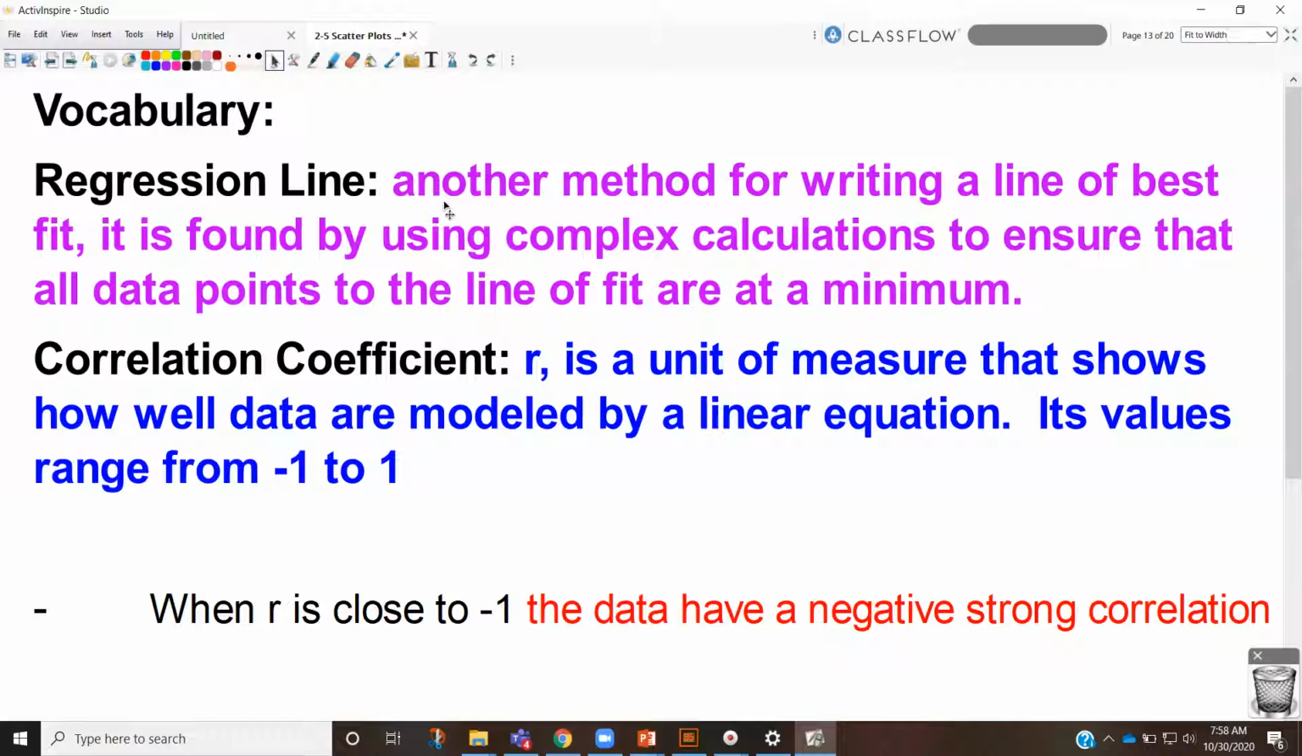A correlation coefficient is a unit of measure that shows how well data is modeled by a linear equation. Its values range from -1 to 1. So again, the values range from -1 to 1.